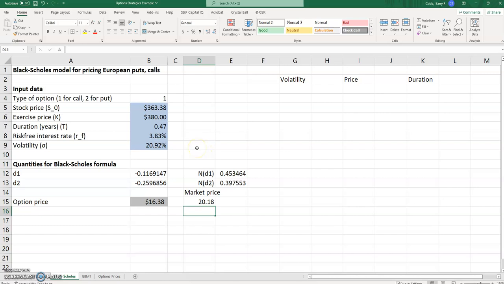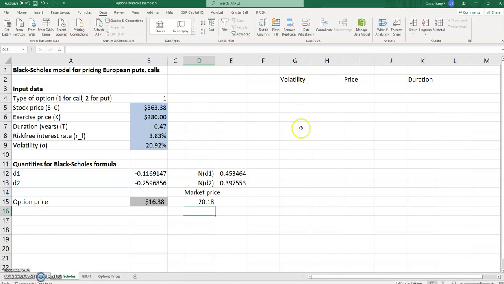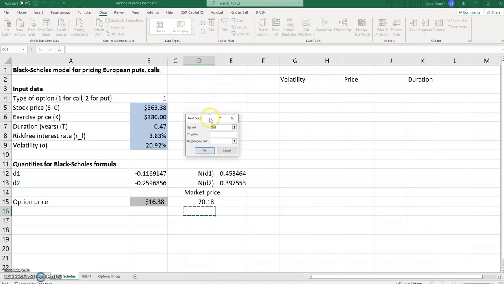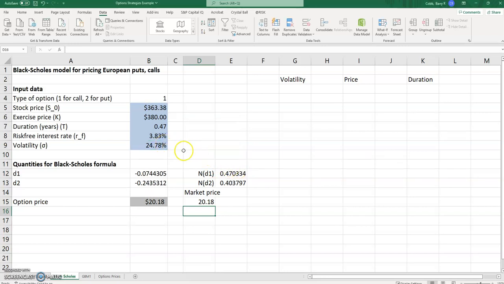So what we can do is determine the implied volatility, and Goal Seek is one way to do that. So if we go to Data, then What-If Analysis, and Goal Seek, we can set this option price cell to the amount of the market price, 20.18, we'll type that in, and then the cell that will change will be the volatility. And so it's going to change the volatility until the market price is produced in the model. And so it looks like the implied volatility right now for this option is about 24.78. That's what the market is pricing in.